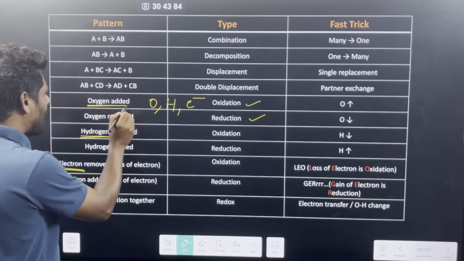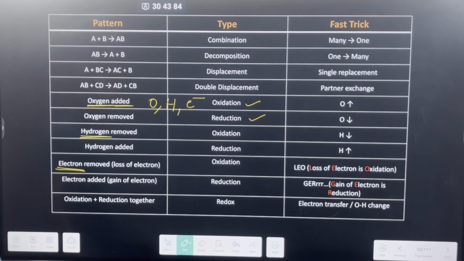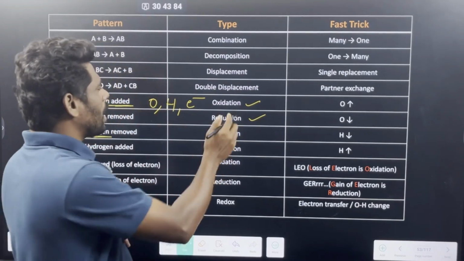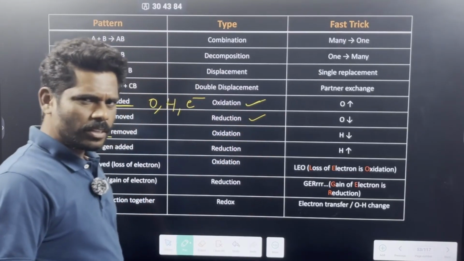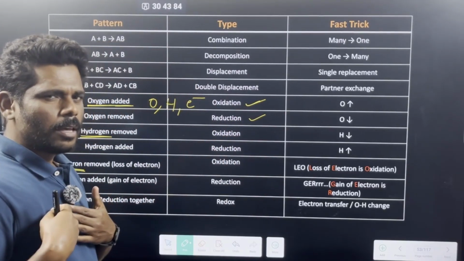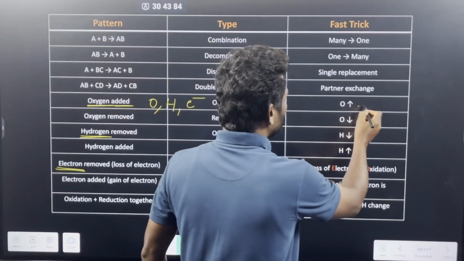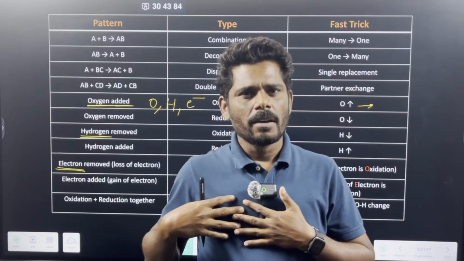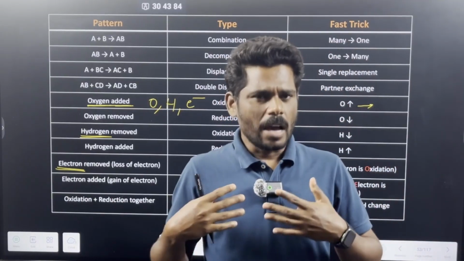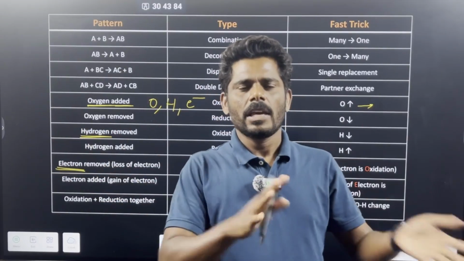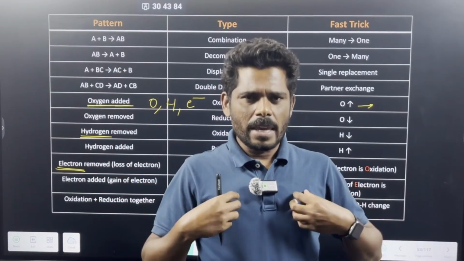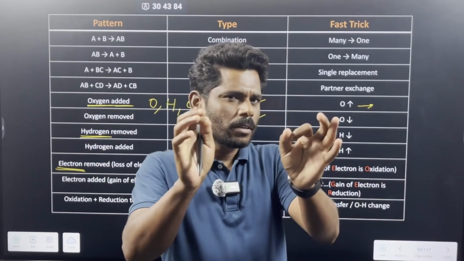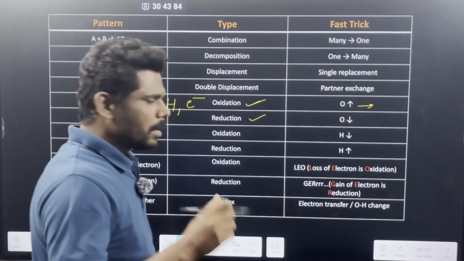When oxygen is added to something, suppose oxygen is added to me, then simply say that I have undergone oxidation. Sir, how to identify? You can simply remember, when oxygen is added to me, the number of oxygens with me will increase after the reaction. Just observe me before reaction and after reaction. If the number of oxygens with me increased from before to after, yes, oxygen is added to me, so I have undergone oxidation.